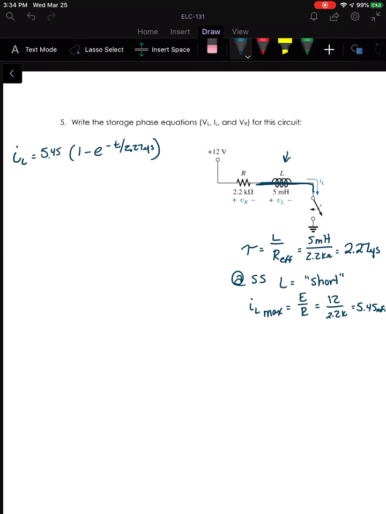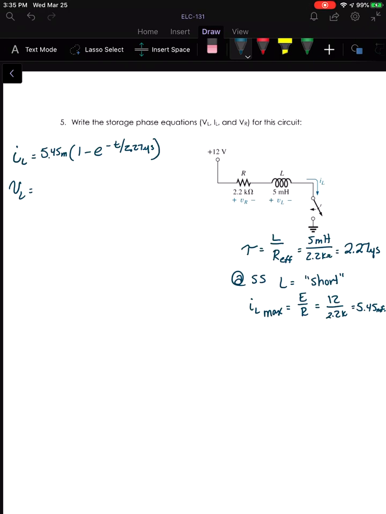So that's what goes here in our equation. 5.4 milliamps would be the maximum current through the inductor. Okay, so let's talk about the voltage drop across the inductor. Now it's doing the opposite of what the current's doing. As we start out, right as we close the switch here, our inductor is going to look like an open circuit.